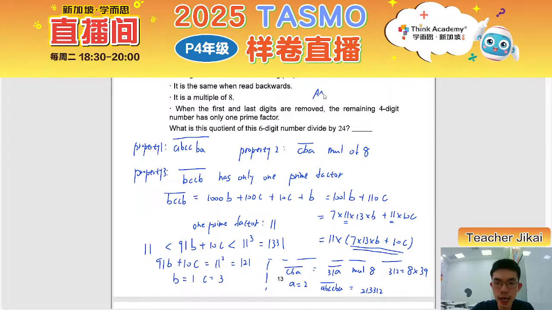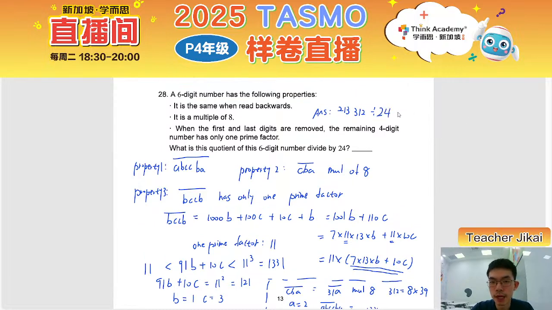Now we can know the answer, right? The question is asking for the number divided by 24. 213312 divided by 24 here, right? The answer will be 8888. Yes, so the answer for question 28 is 8888. A quite lucky number here.